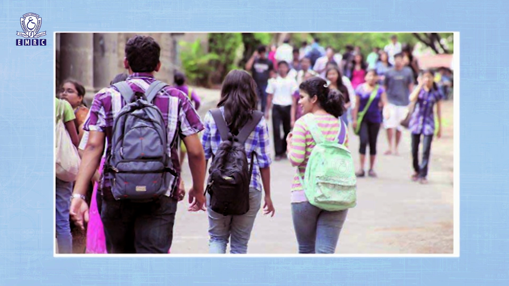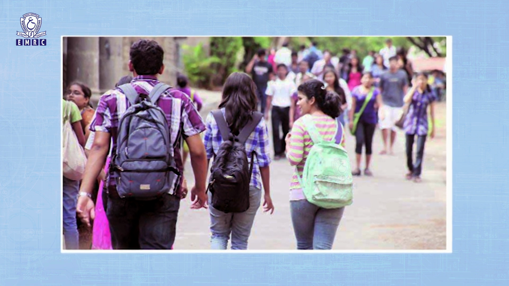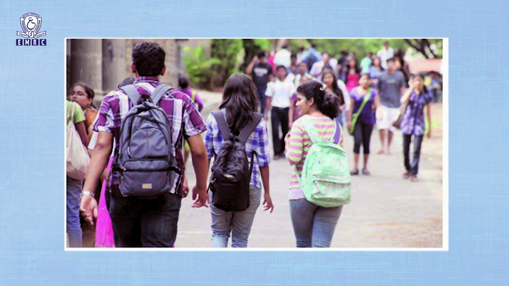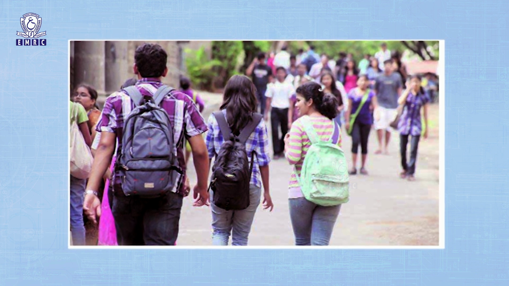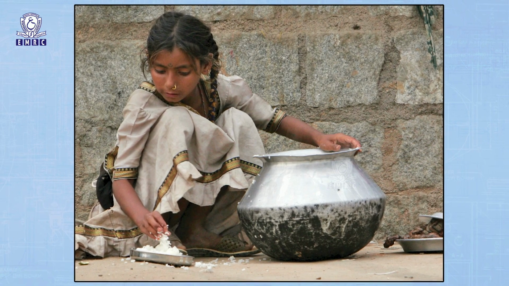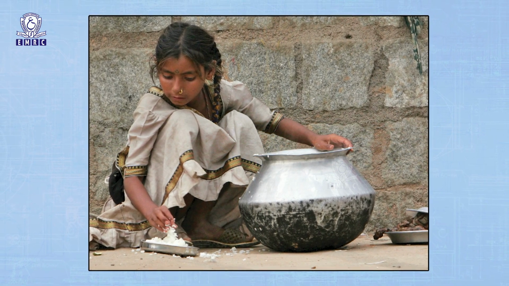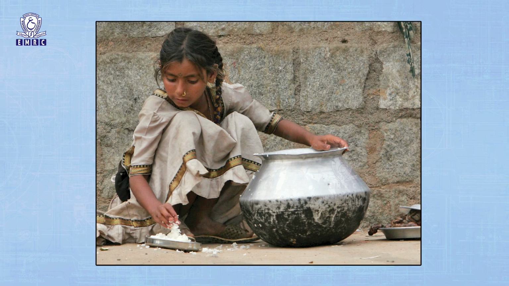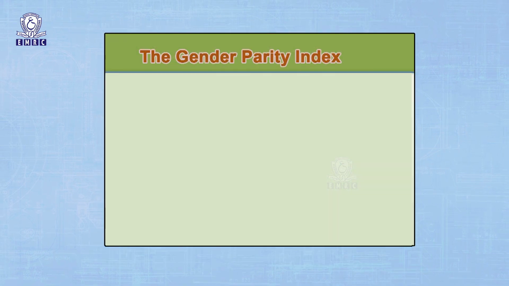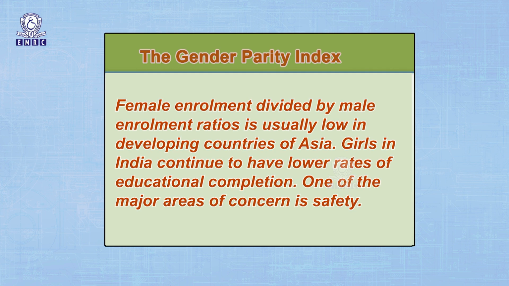Gender disparities, that is, differences between males and females, is critical disparity in educational attainment. In traditional societies, the education of girl children is generally restricted. Among economically weaker families, people generally prefer to spend on the education of the male child rather than educating the female child. The gender parity index, which is defined as female enrollment divided by male enrollment ratios, is usually low in developing countries of Asia.